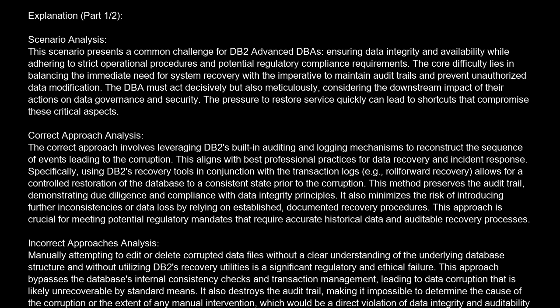Incorrect approaches analysis. Manually attempting to edit or delete corrupted data files without a clear understanding of the underlying database structure, and without utilizing DB2 recovery utilities, is a significant regulatory and ethical failure.